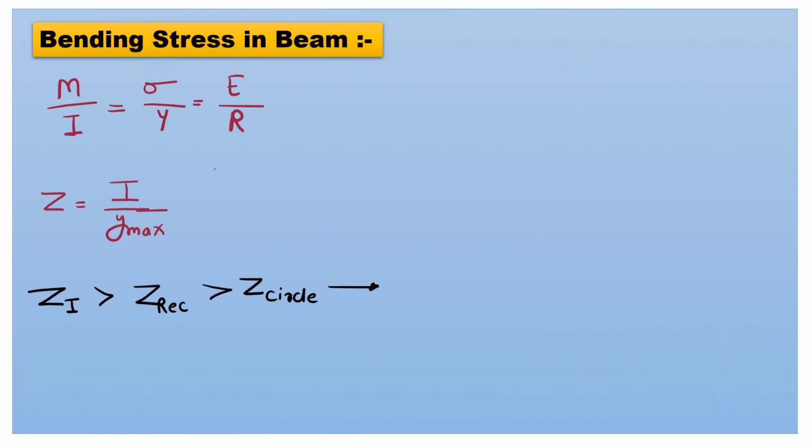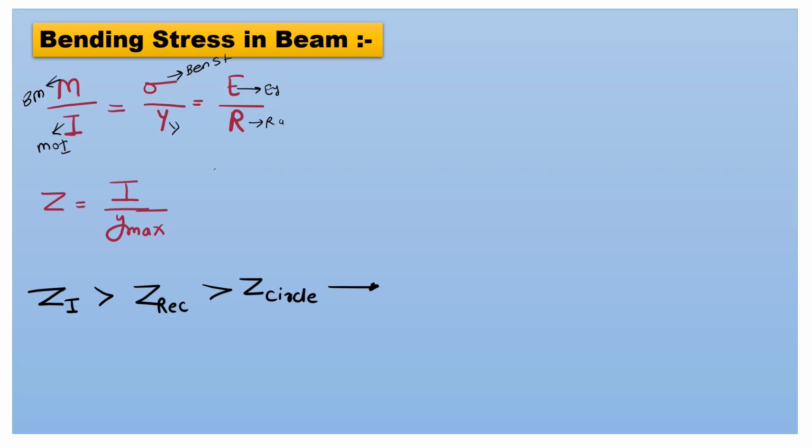Then bending stress in a beam. To calculate the bending stresses, there is one formula: M by I equals sigma by Y equals E by R. In this formula, M is the bending moment, I is the moment of inertia, sigma is the bending stress, Y is the distance from the neutral axis to the fiber at which we want to calculate the bending stress, E is the Young's modulus, and R is the radius of curvature. This is the formula to calculate the bending stress.